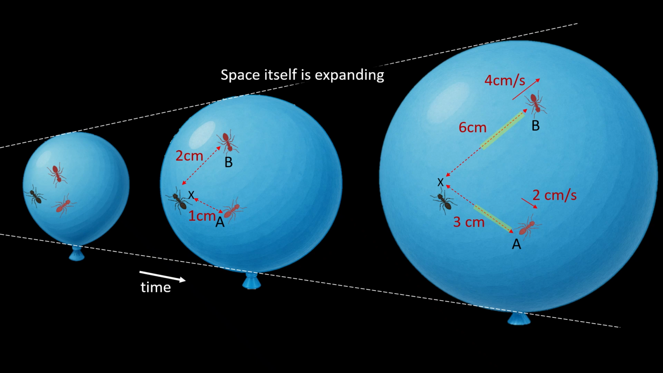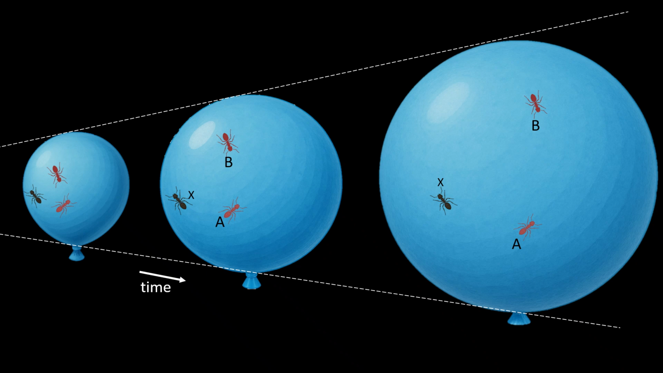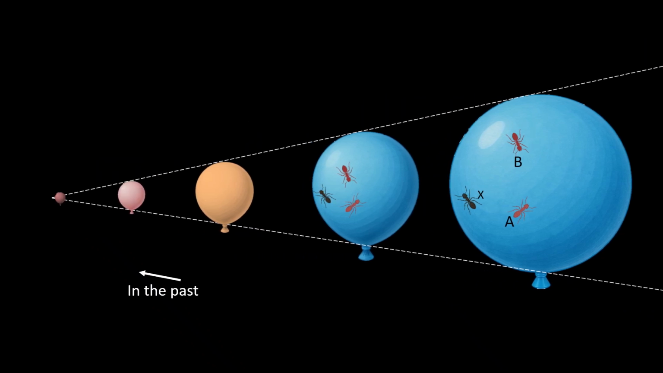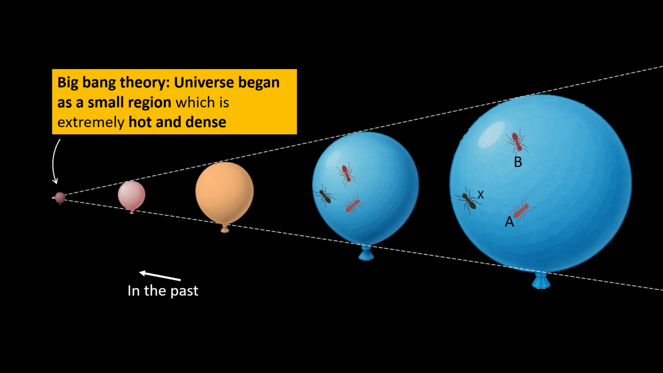And it's not just that these galaxies are moving away from us, they're all moving away from each other as well. So all galaxies are moving away from all other galaxies because the space itself is expanding and the universe is getting bigger. So now let's run this backwards. So if we look into the past, because the universe is expanding, in the past it would have been smaller. Okay, so it would have started as a small region like this, which is very hot and dense. And this is what we call the Big Bang.